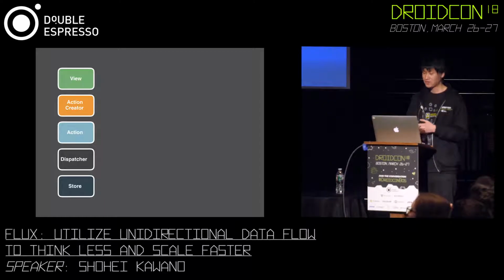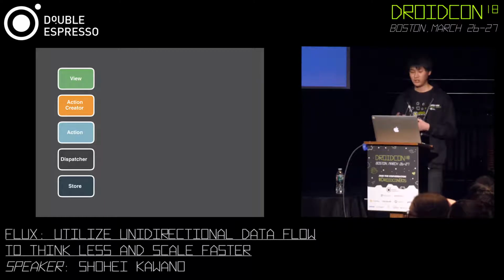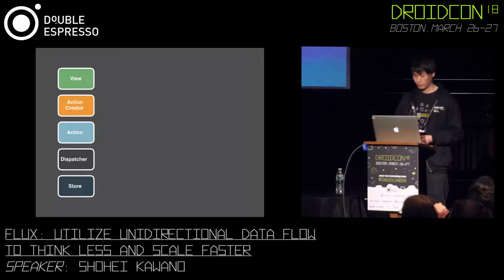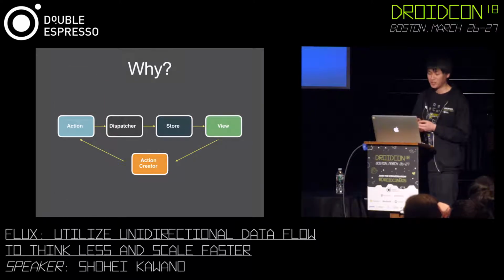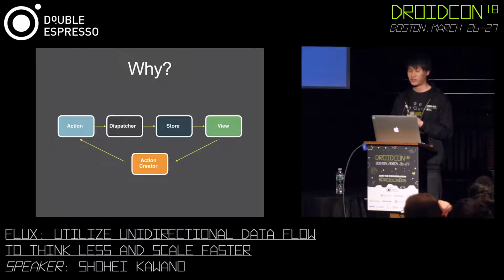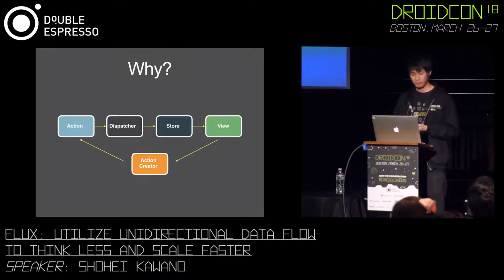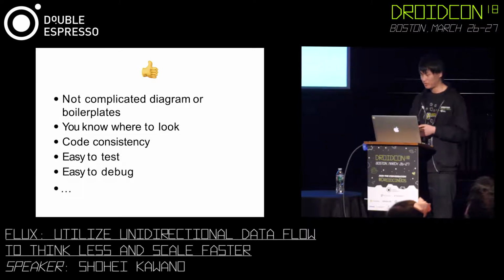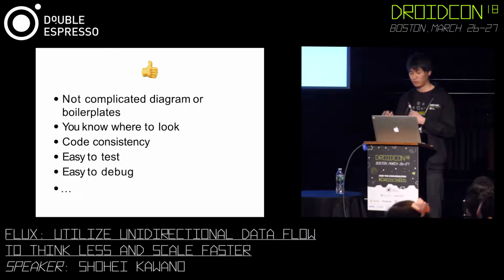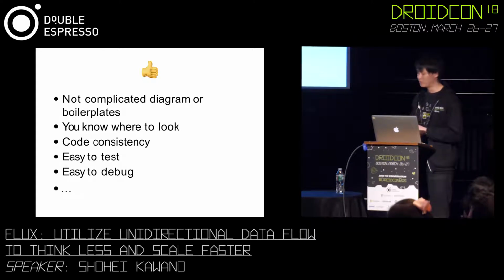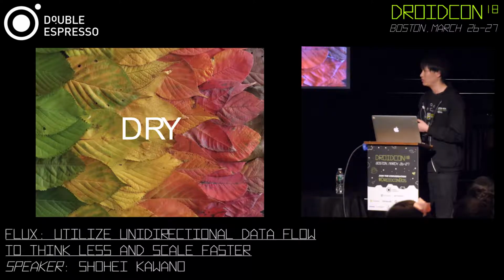And Flux is all about having unidirectional data flow using these components. But why do we have to create this unidirectional data flow, 5 separate components, and the store as the only state manager? Well, there are several benefits that I can come up with. Like the diagram itself is pretty simple, and you know where to look when there's something wrong with it, or the code will be consistent throughout the application. But one of the benefits that I like the most about Flux architecture is that it makes your app DRY.